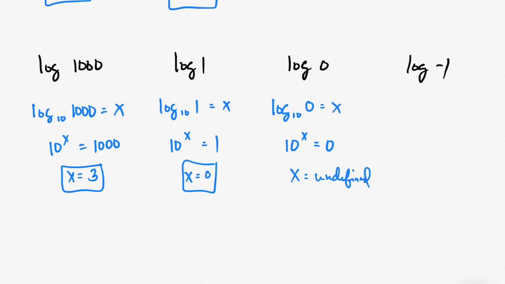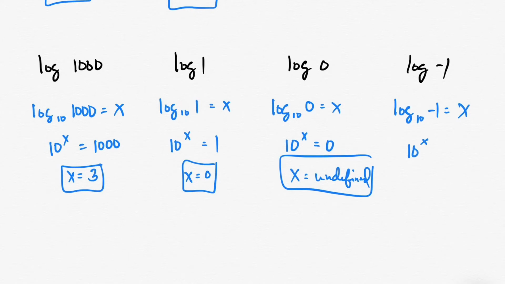Alright? It's undefined. How about for log negative 1? So let's add in some detail. Log base 10 negative 1 is equal to x, and then 10 raised to x is equal to negative 1. Same with the one earlier. It's impossible to come up with an exponent for 10 that will give you a negative number. So meaning the x here is also undefined.